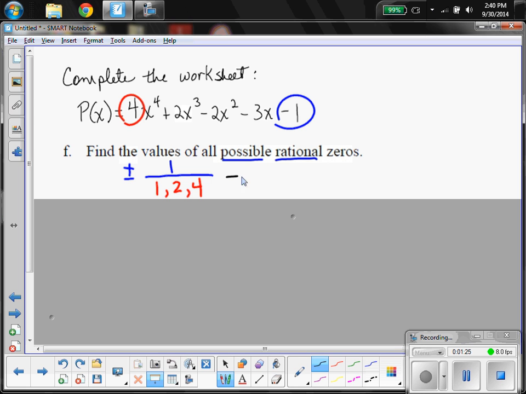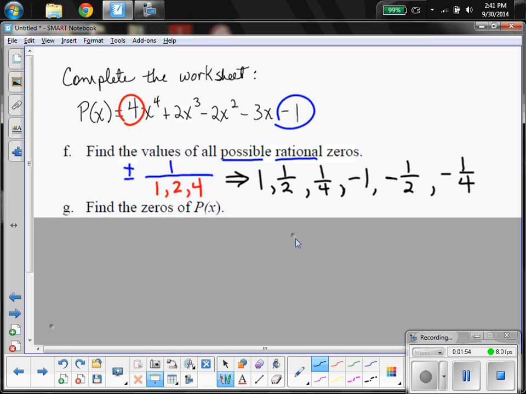So what are those values? Let's see, we've got a positive 1, a positive 1/2, a positive 1/4. We've also got a negative 1, a negative 1/2, and a negative 1/4. So of all the rational numbers that you could ever think of, these were the only 6 that could possibly be the rational zeros of this function.